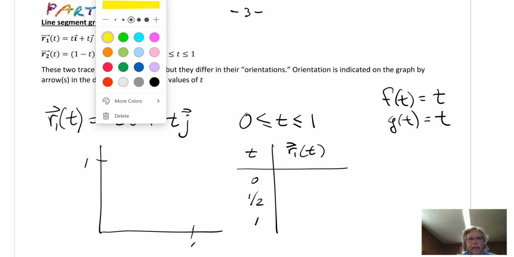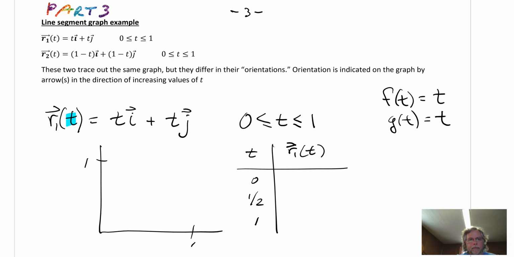Now remember that t is a real number. And in this case, t is varying from 0 to 1. And so I've chosen, and we could choose more, but I've just chosen 3 values, 0, 1/2, and 1 for t, so we can get a handle on the graph.